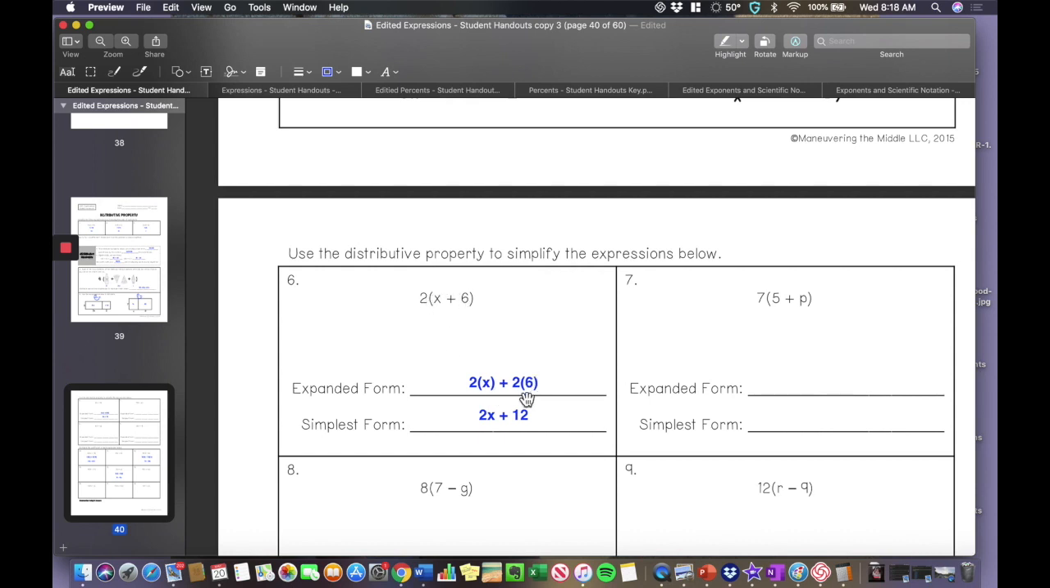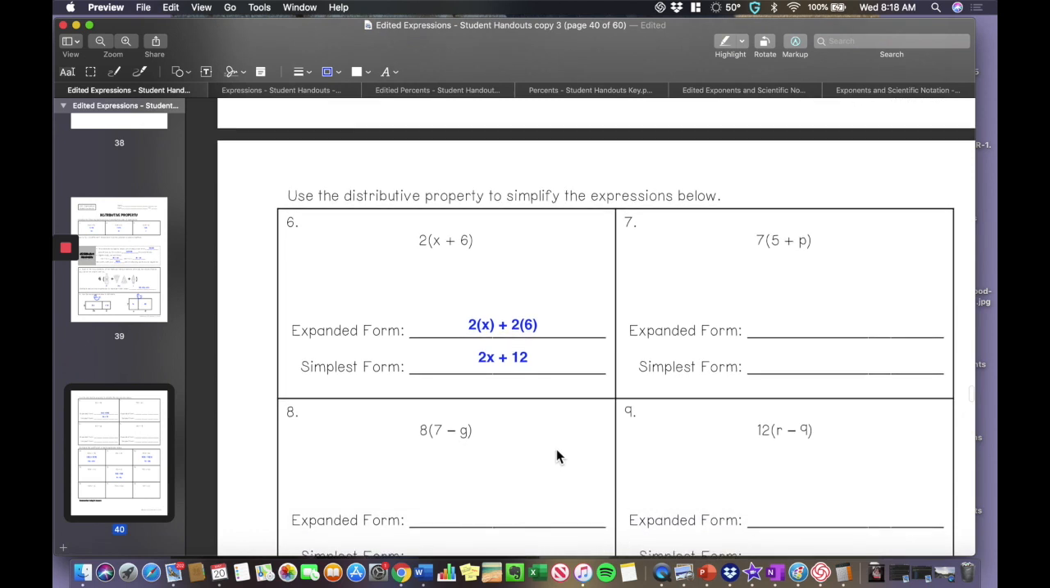So expanded form is just the version before the simplest one. So 2 times x is 2x, 2 times 6 is 12. Alright? So expanded form looks a lot like this. It's basically your multiplication steps before you simplify. Okay, so if you're thinking in your head 2 times x, you need to write 2 times x in your expanded form. And then 2 times 6, you need to write that in expanded form.